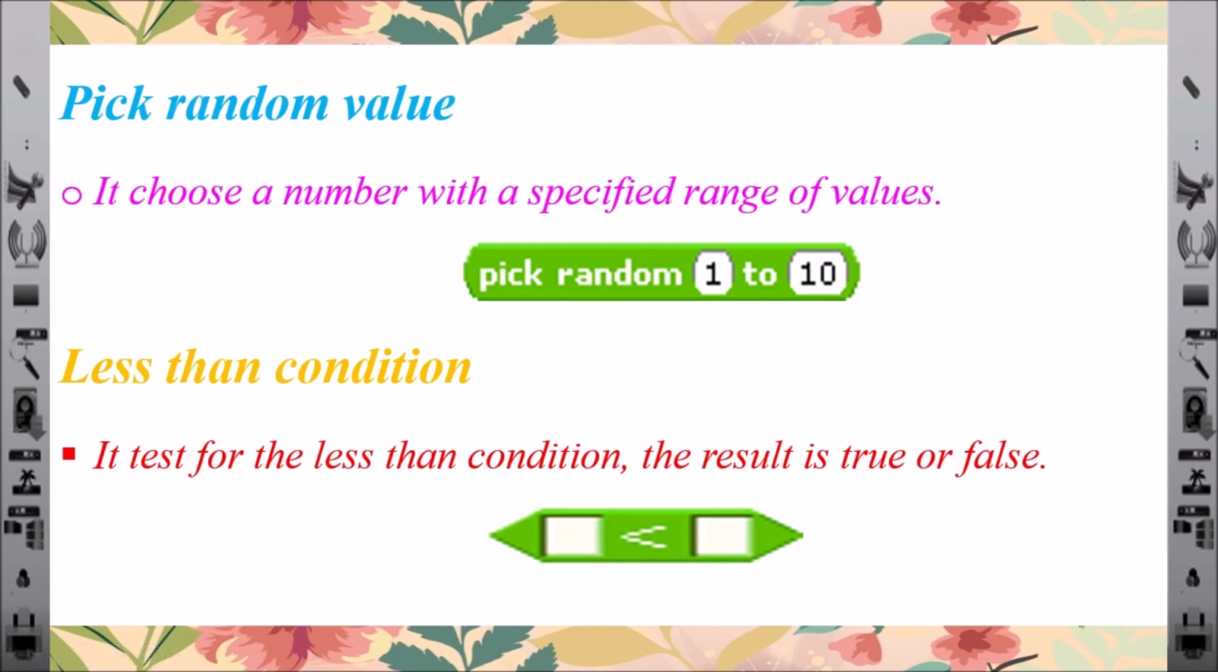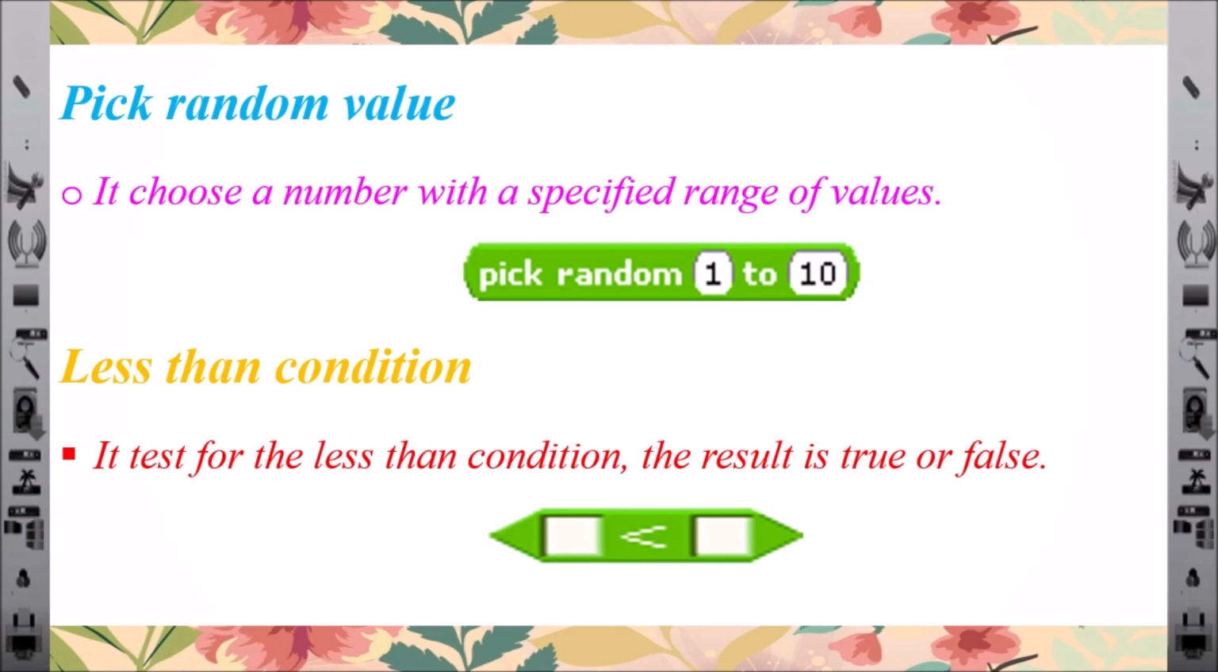now go and check the result of the condition. The condition will output false. That means the condition is not satisfied. So the result of the less than condition is false. Okay, this is the less than condition block category.